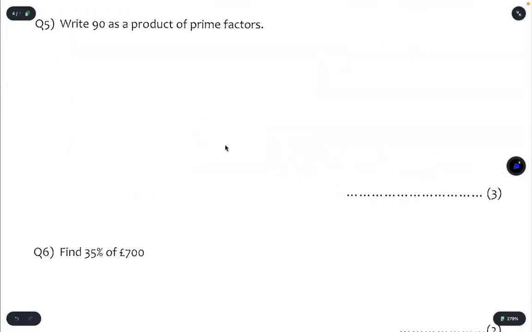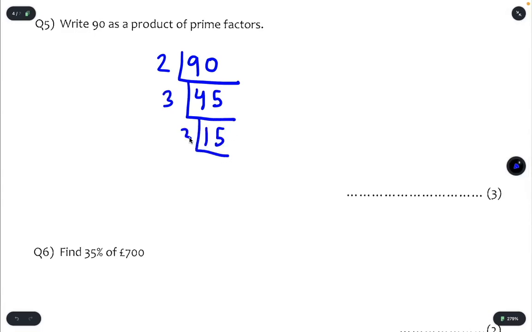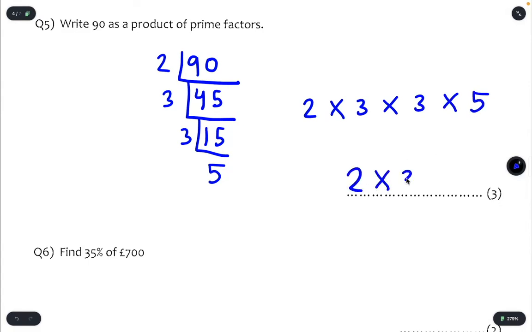Write 90 as the product of prime factors. So the way to do this is to start off with the number in question, in this case 90, divide it by the smallest prime number possible, which is 2. We're left with 45. Divide that by the smallest prime number you can divide it by. We can't divide it by 2, so we have to divide by 3. That leaves us with 15, which is a product of 3 and 5. So this is 2 times 3 times 3 times 5, or in other words, 2 times 3 squared times 5.